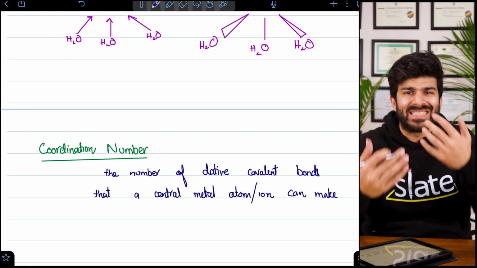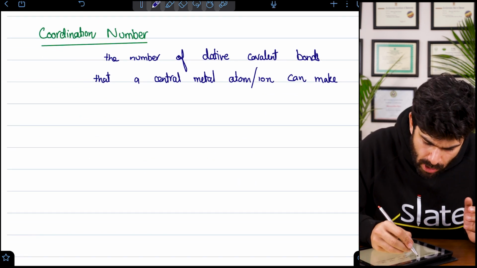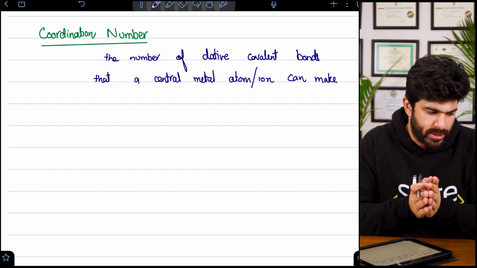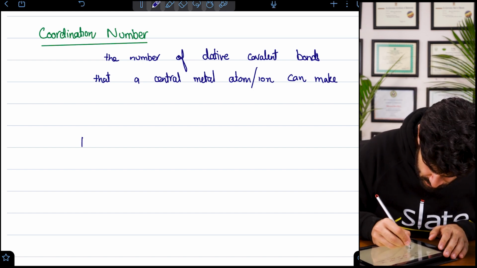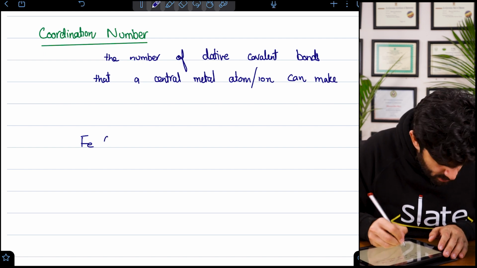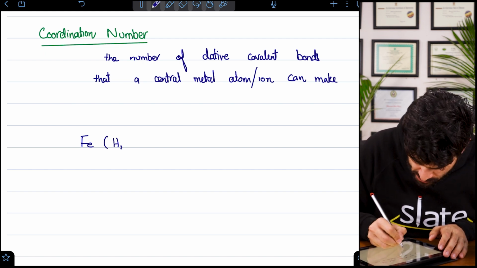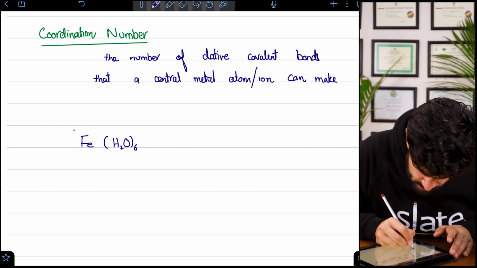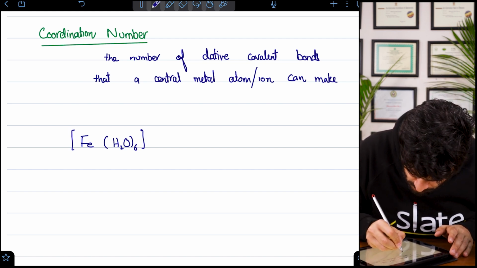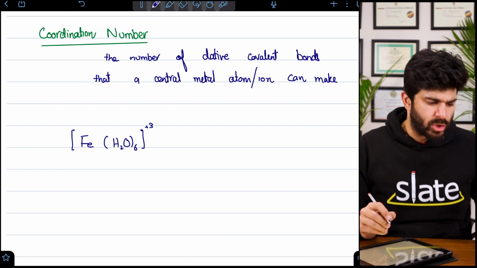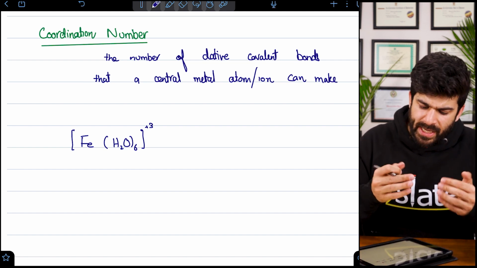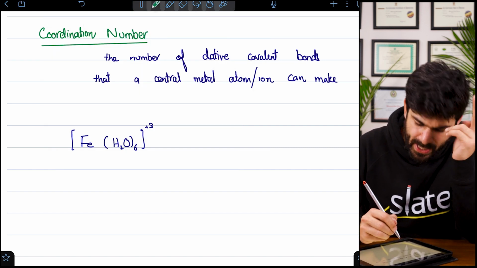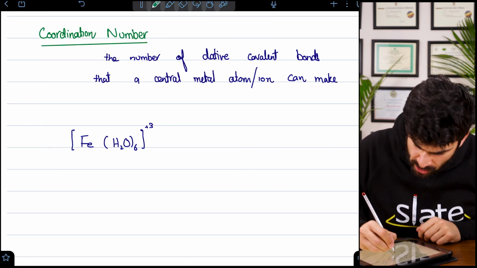Now, in the exam, you can be given a formula of a complex. For instance, if we have iron here bonded to 6 aqua, which is 6 water, and that's the total charge. Now, we can easily see two things from this formula. A, what is the coordination number?